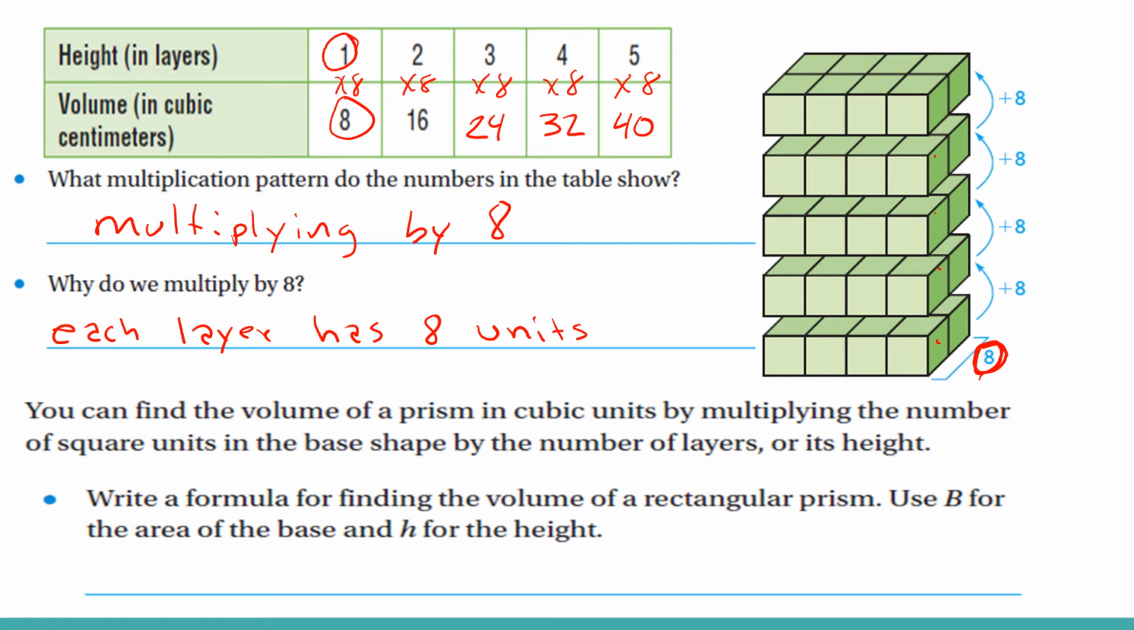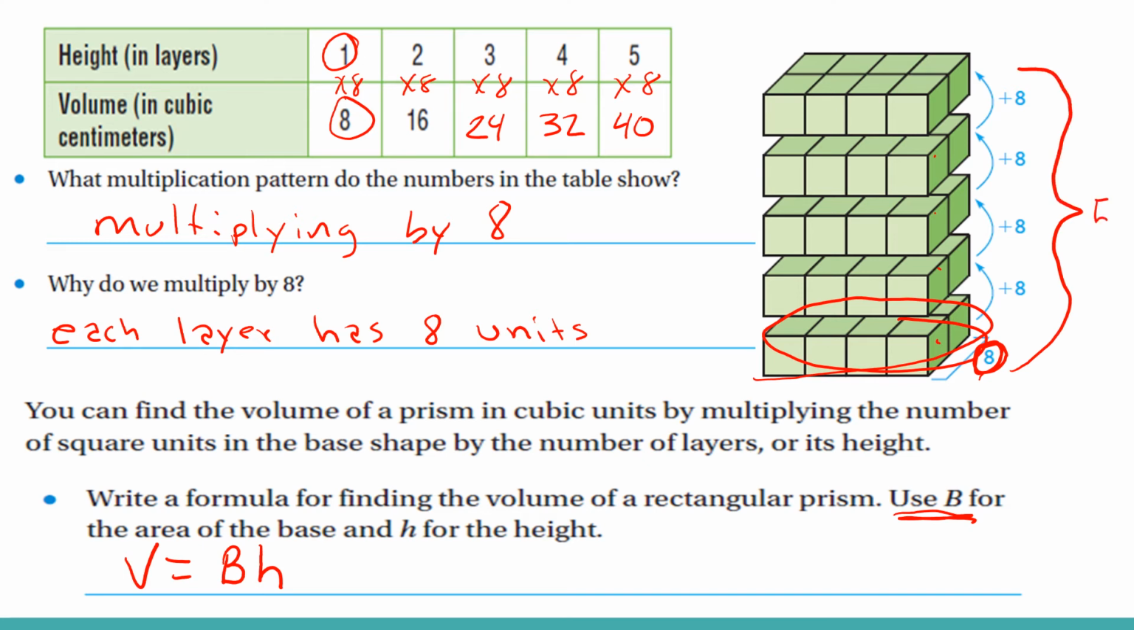So if I wrote a formula for finding the volume of the rectangular prism and I use B for the base, then I would say that volume equals big B times its height. I take this base and I multiply it by the number of layers. In this case, there are 5 layers. Okay? And you can always stick with length times width times height. There's nothing wrong with that. I just need you to understand that this big B means the area of the base of the shape.